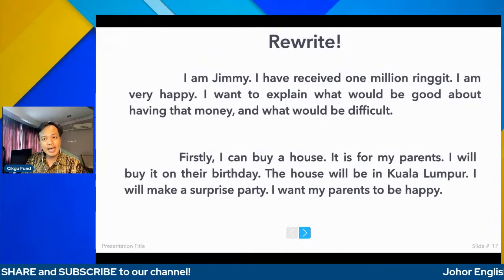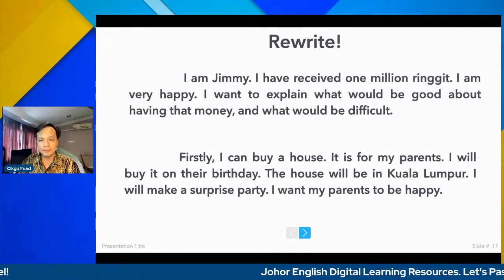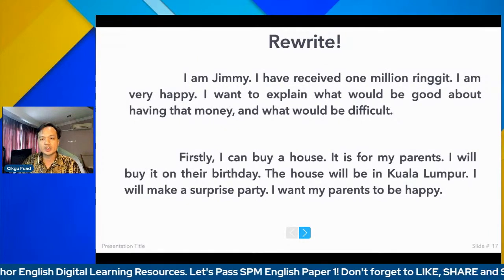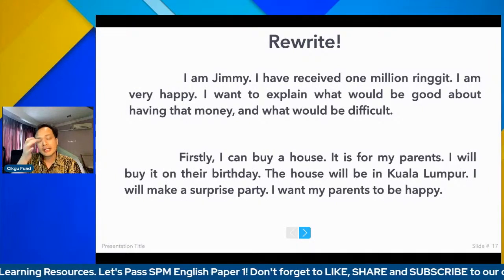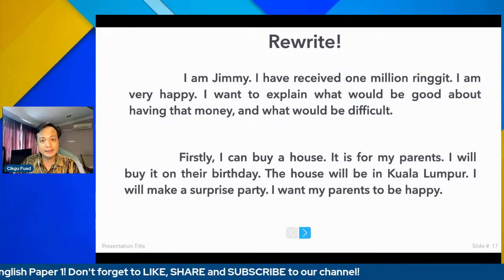Firstly, I can buy a house. It is for my parents. I will buy it on their birthday. The house will be in Kuala Lumpur. I will make a surprise party. I want my parents to be happy. Okay, so far so good. The sentences are very simple, I understand, but it does answer the question.